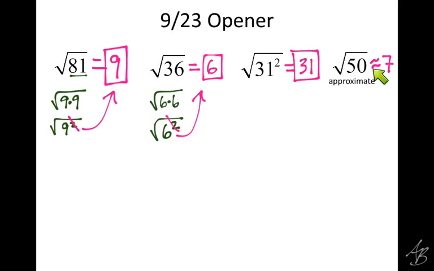So there are a lot of square roots that we can't solve. We can't figure out what the square root of 50 is exactly. It's actually what we call an irrational number. But we can figure out what it's close to. And actually, if you punch it into your calculator right now, if you punch in 50 and then hit the square root button, what does it say? 7.07. So it's really close to 7, right?